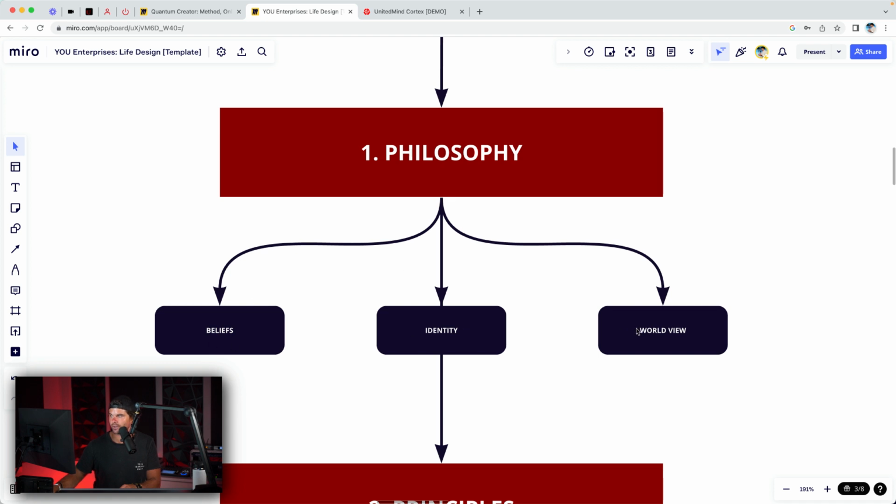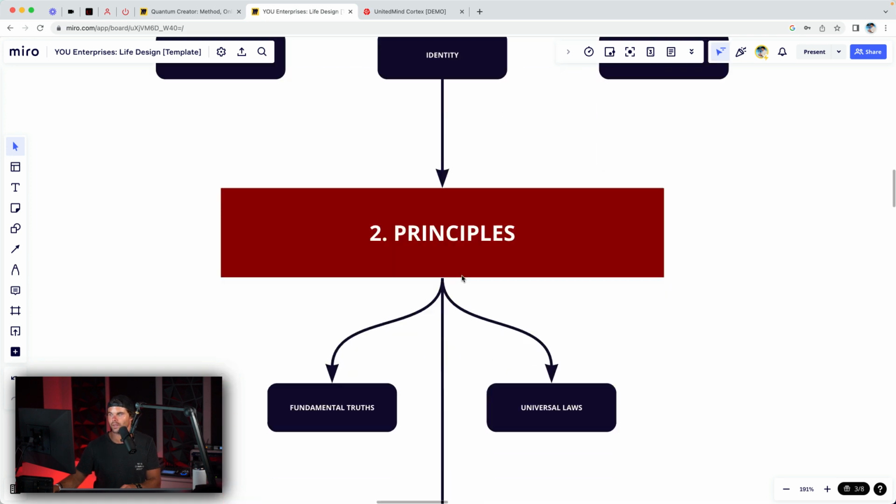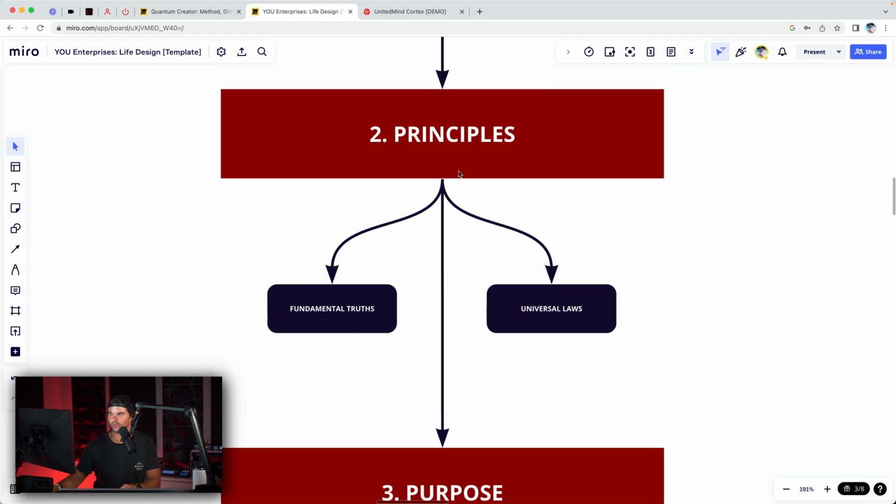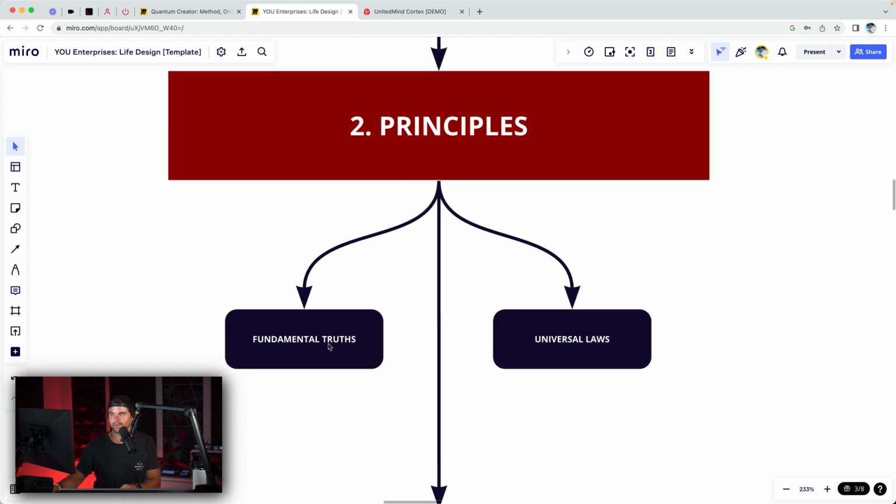This determines who you think you are, why you think you're here, and what you think your purpose is here on Earth, which then channels into the principles that you operate and live your life by, which are the fundamental truths that you currently perceive to be true that you live your life by, and universal laws.